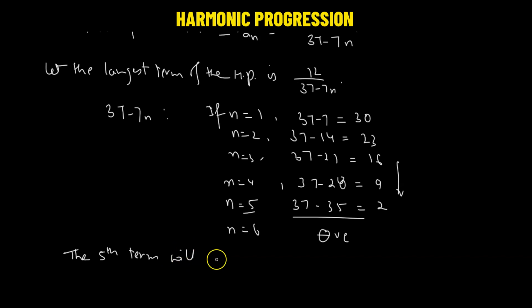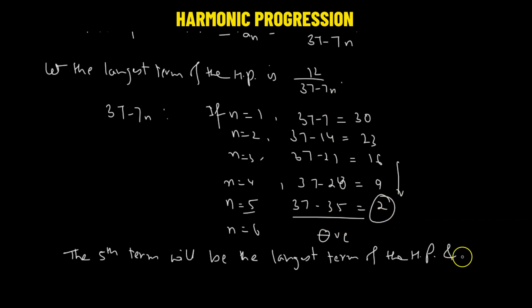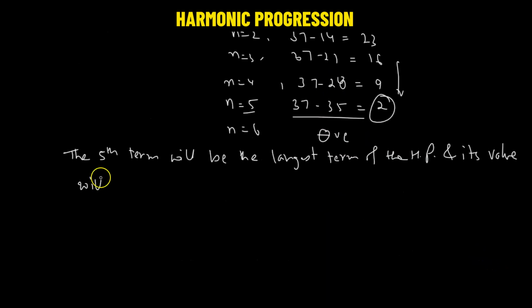will be the largest term of the harmonic progression, and to find its value, all we have to do is replace 37 minus 7n with 2. So we have 12 over 2, and its value will be 6. So that's the final value.